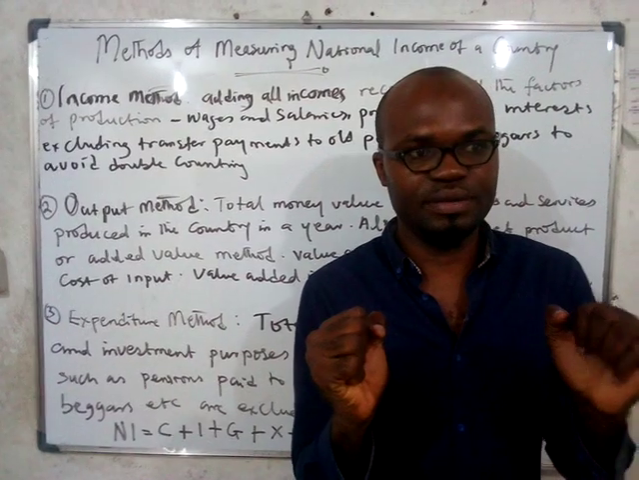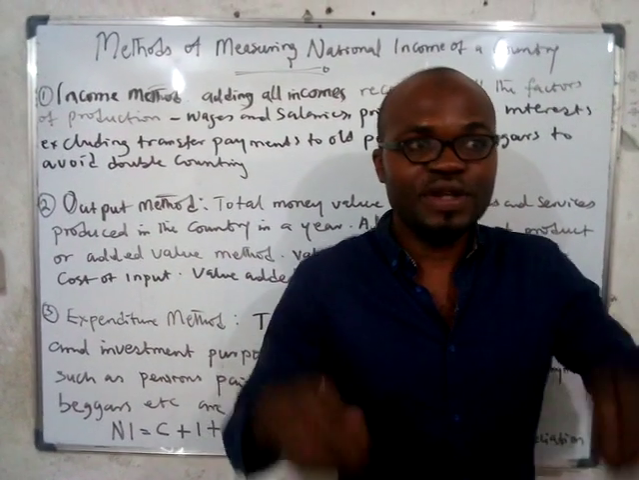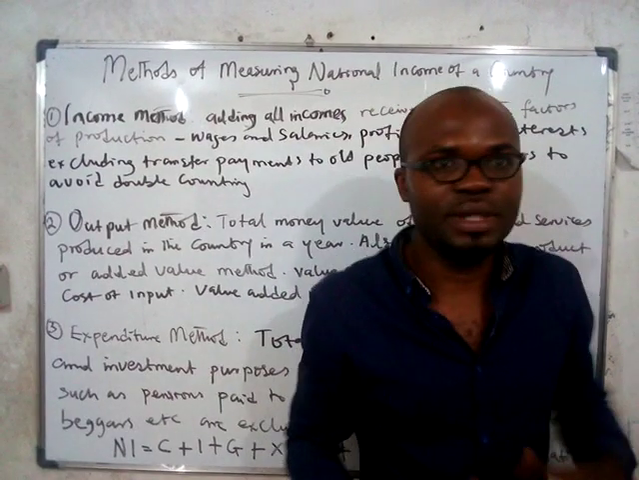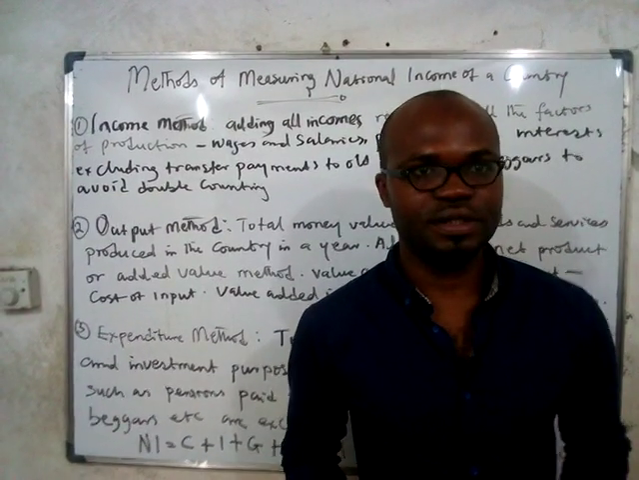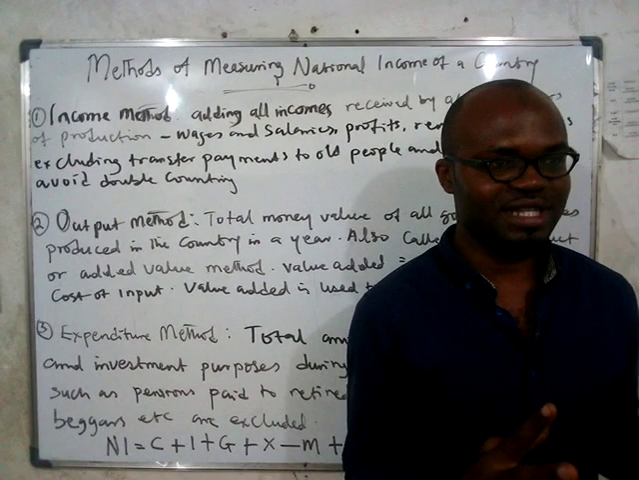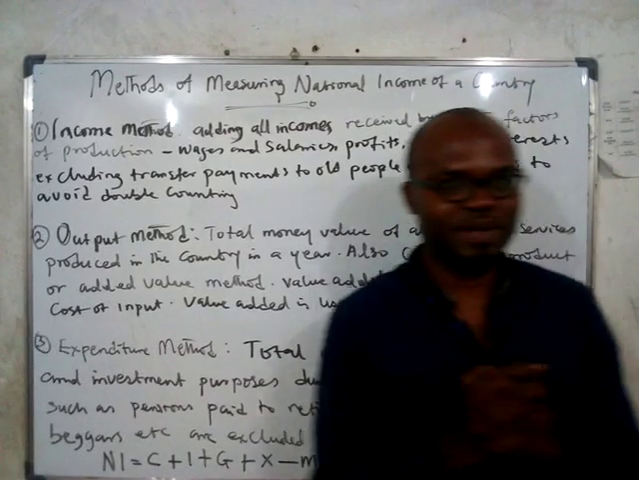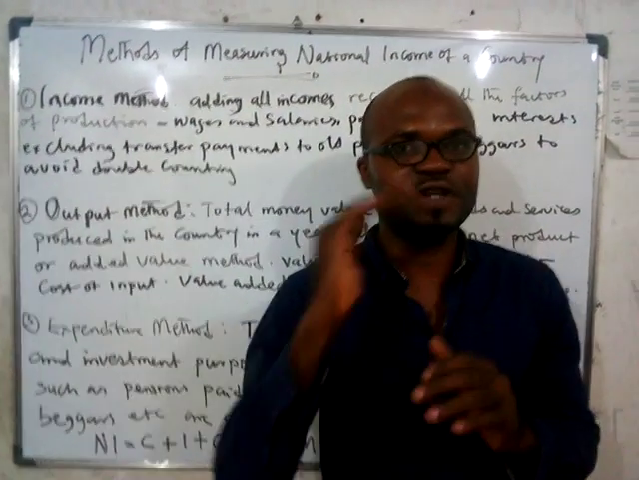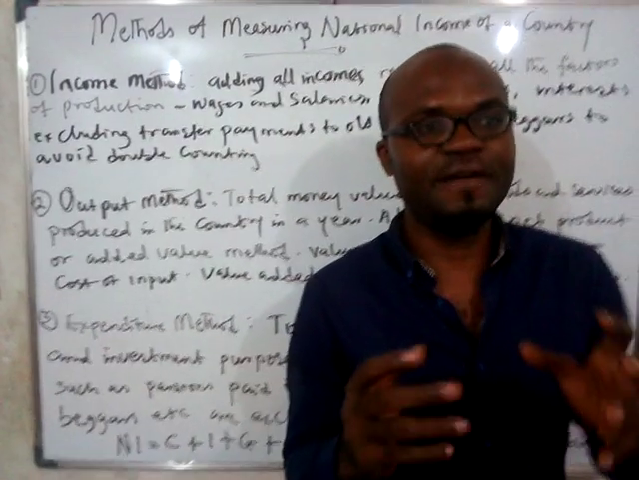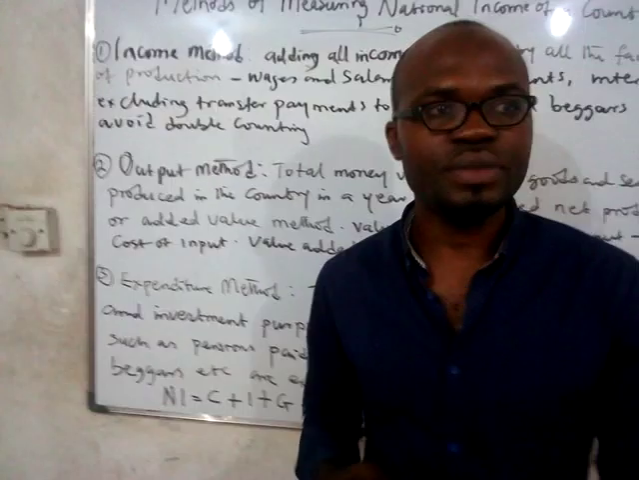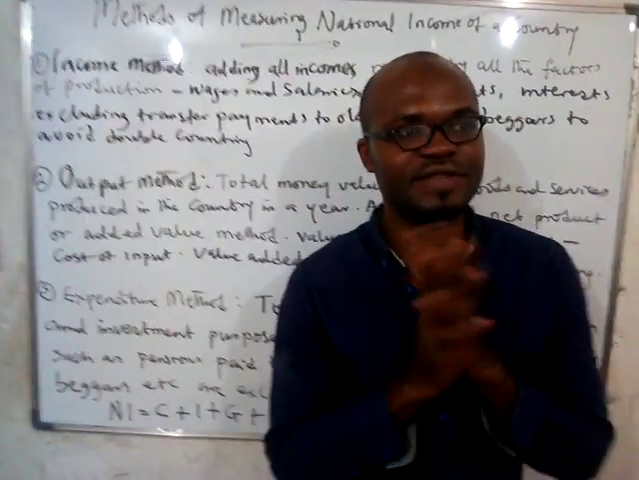We define national income as the total money value of all the goods and services produced in a country in a period of time, say a year. And we also say that it could also be defined as the total income by all the individuals, all the organizations, business organizations, and all the government parastatals. Checking these two definitions, the first one talks about the total volume of goods and services produced.